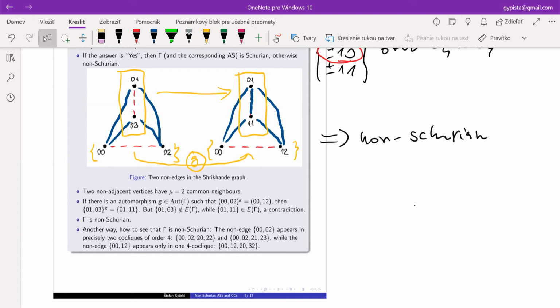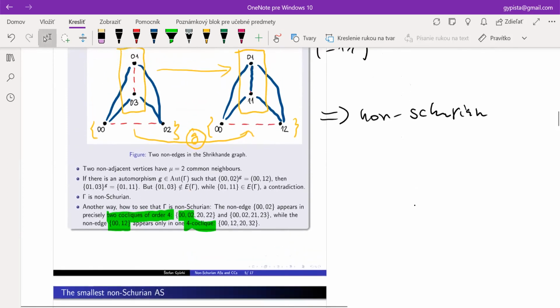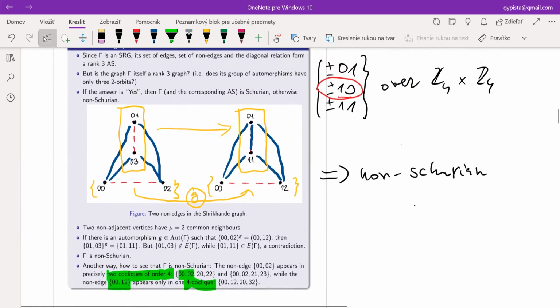So there are many other ways how to see that this graph is non-Schurian. I will mention just one other. If one considers again the pair of vertices (0,0), (0,2), then this pair of vertices is part of two co-cliques of order 4, or independent sets of order 4, while the pair (0,0), (1,2) appears in just a unique co-clique of size 4. So this is another way to see that the Shrikhande graph generates a non-Schurian association scheme. So this was one of the 16 non-Schurian association schemes of order 16. I hope you enjoyed this example.